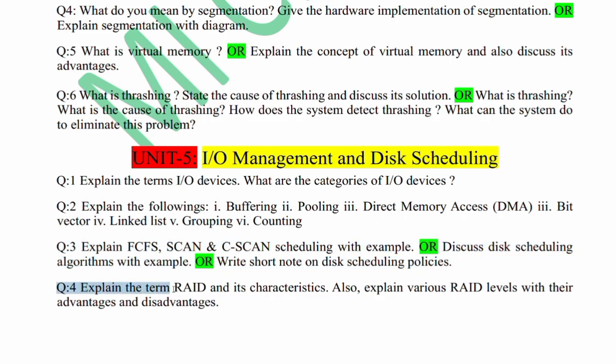Question number 4 is, explain the term RAID and its characteristics. Also explain various RAID levels with their advantages and disadvantages.